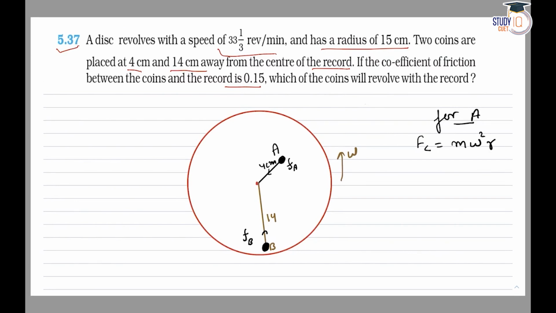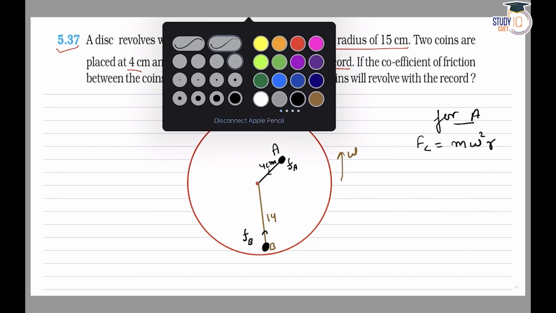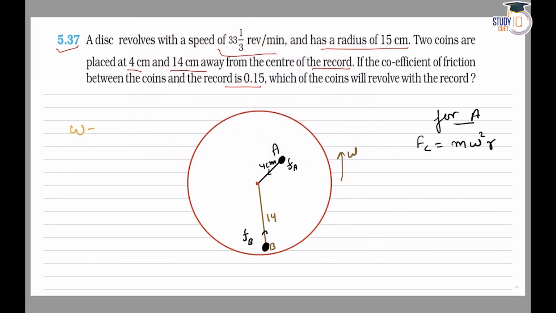So first find the value of omega. In order to find the value of omega, we have omega is equal to rpm into 2 pi by 60. So omega is equal to 100 by 3 into 2 pi by 60. The value of pi is 22 by 7. On solving this, the value of omega comes out to be 3.49.